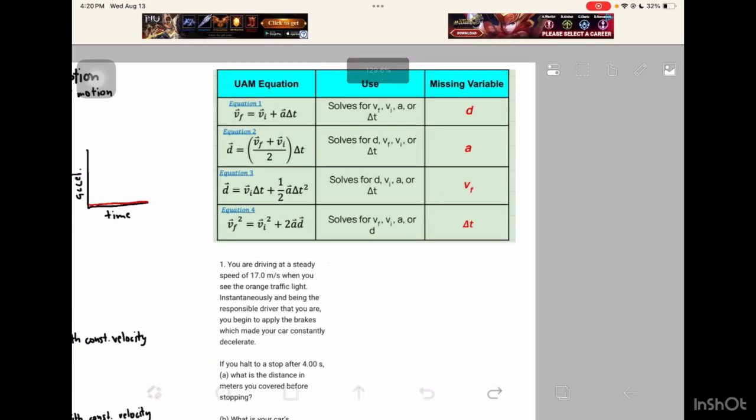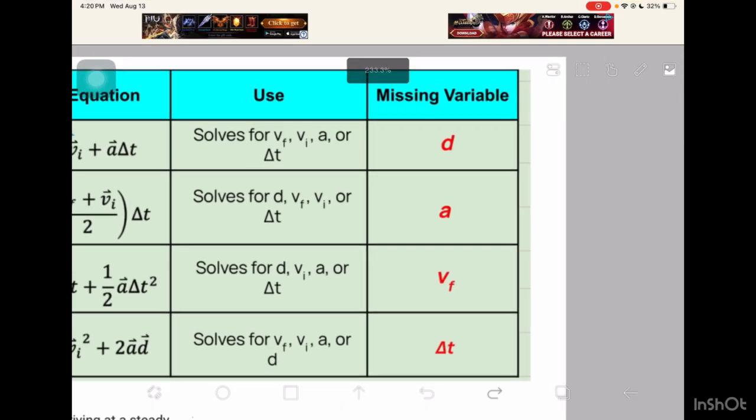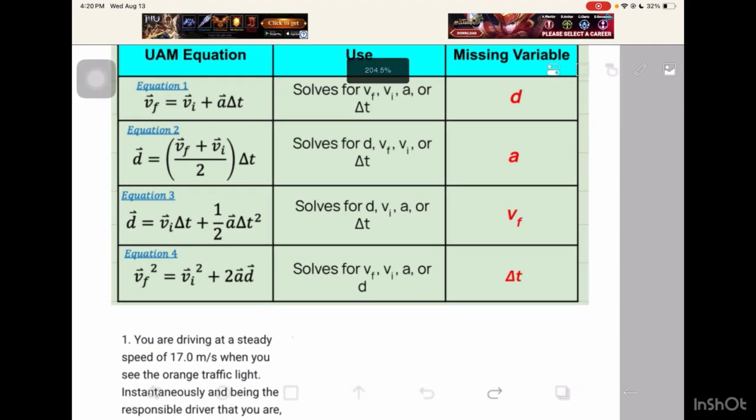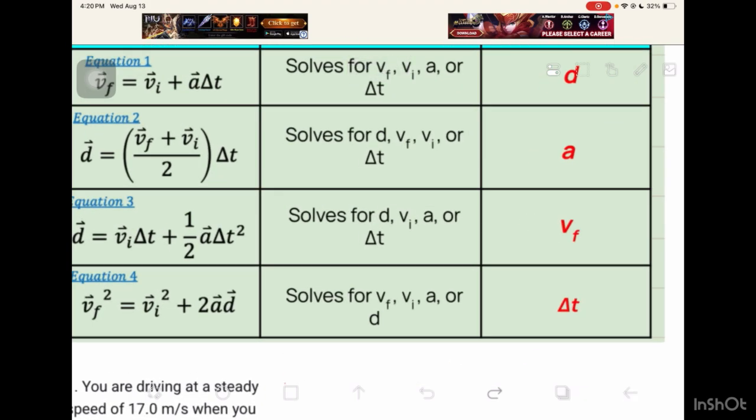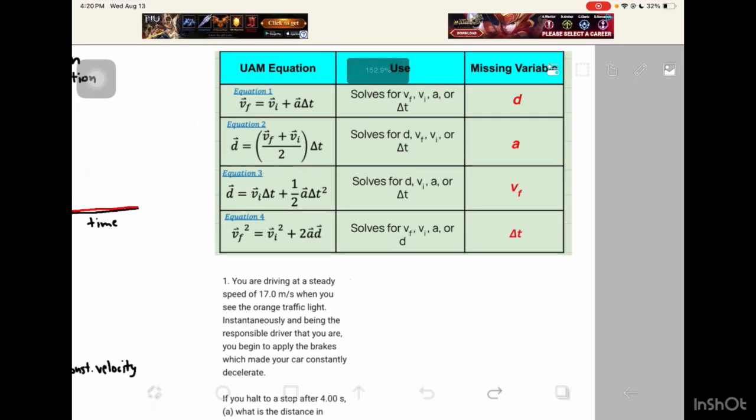Alright, so here are our UAM equations, and it's pretty complex, so I'll just explain along the way. Here, as you can see, we have the uses and the missing variables that you cannot use. So if you're missing this variable here, you cannot use this formula. I believe you need 3 givens in order to use any of these formulas.